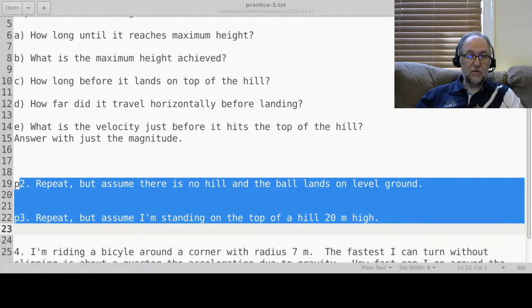So one of the things you should do after the live stream is you should just repeat the problem I did, even with the same numbers. You don't have to change the numbers. Repeat the problem I did, and then do the variations on it and see how they compare to one another.